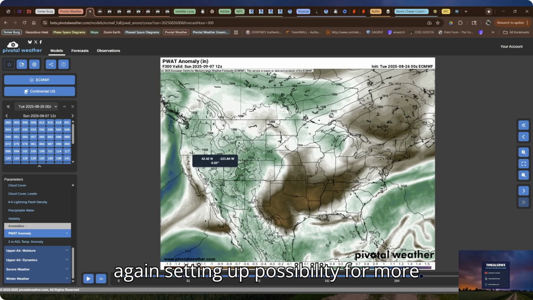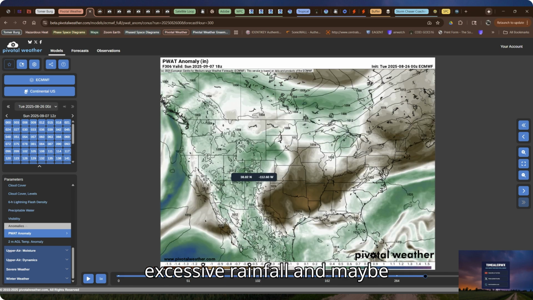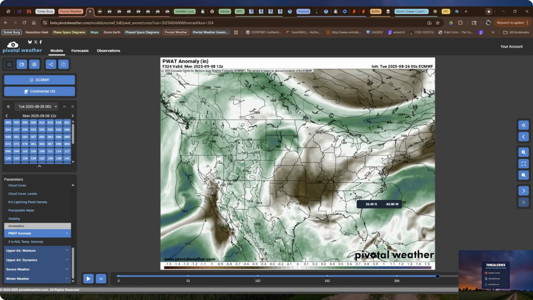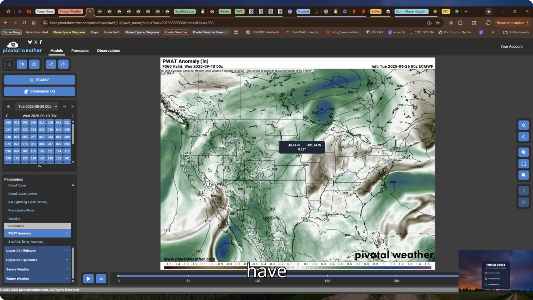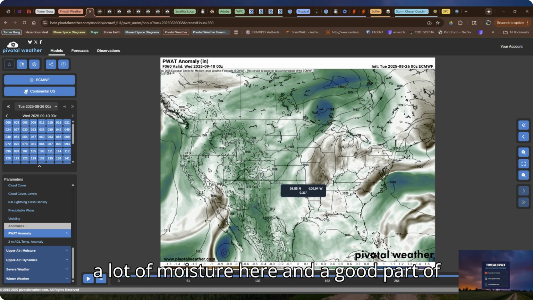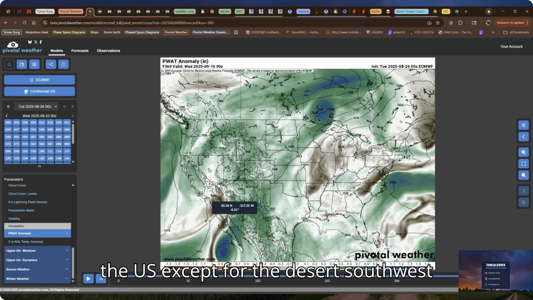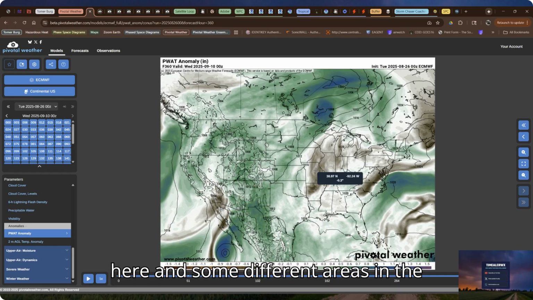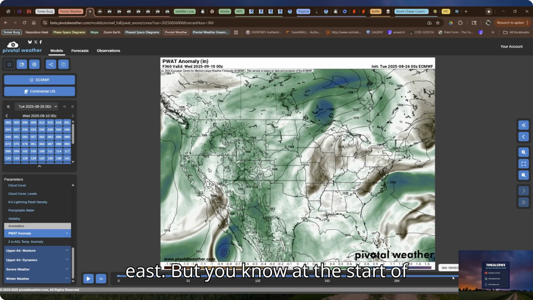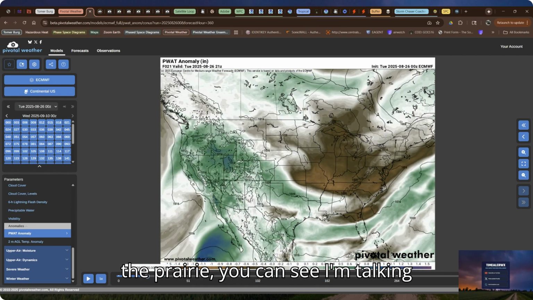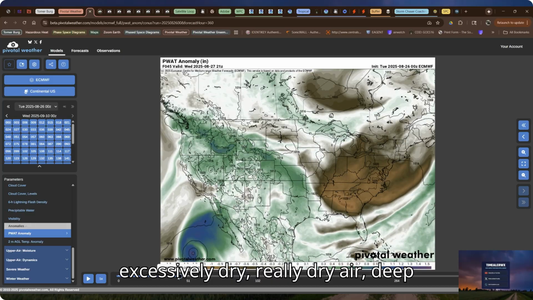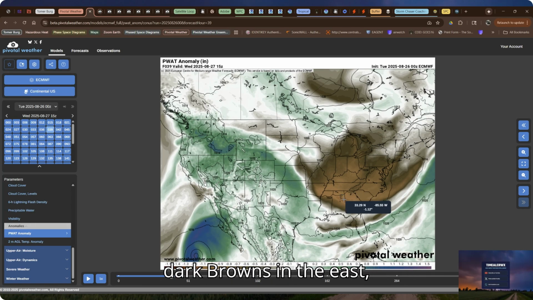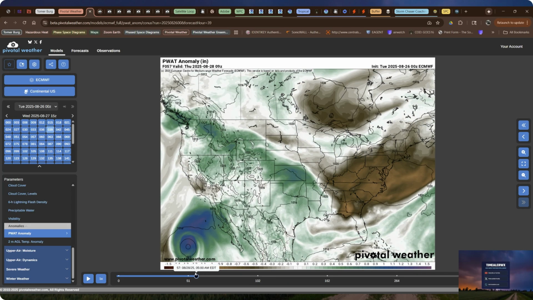Again, setting up possibility for more excessive rainfall, and maybe towards the end of the period, we have a lot of moisture here in a good part of the U.S., except for the desert southwest here, and some different areas in the east. But at the start of the period, you can see what I'm talking about. Excessively dry, really dry air, deep dark browns in the east.